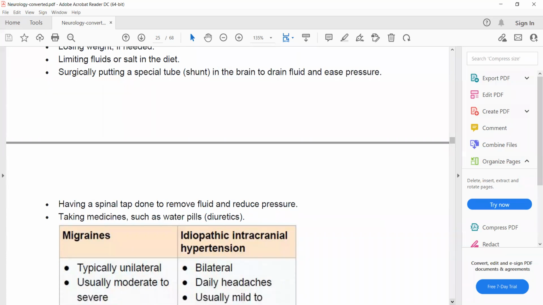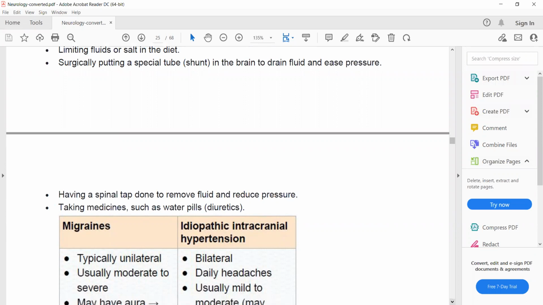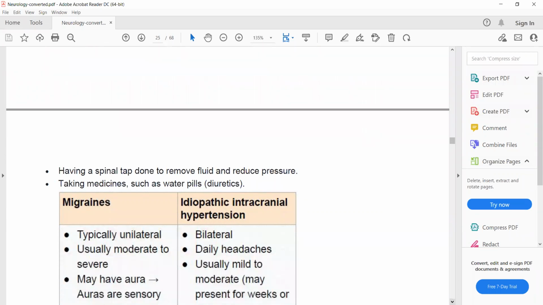Or sometimes a shunt may be placed if the patient's symptoms do not improve with lifestyle modification and the symptoms are worse. Shunt or diuretics can be used in such cases.